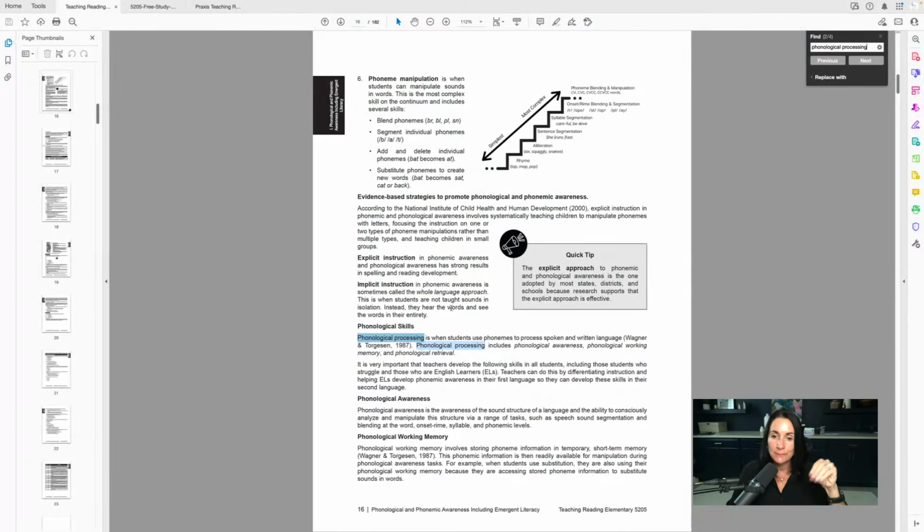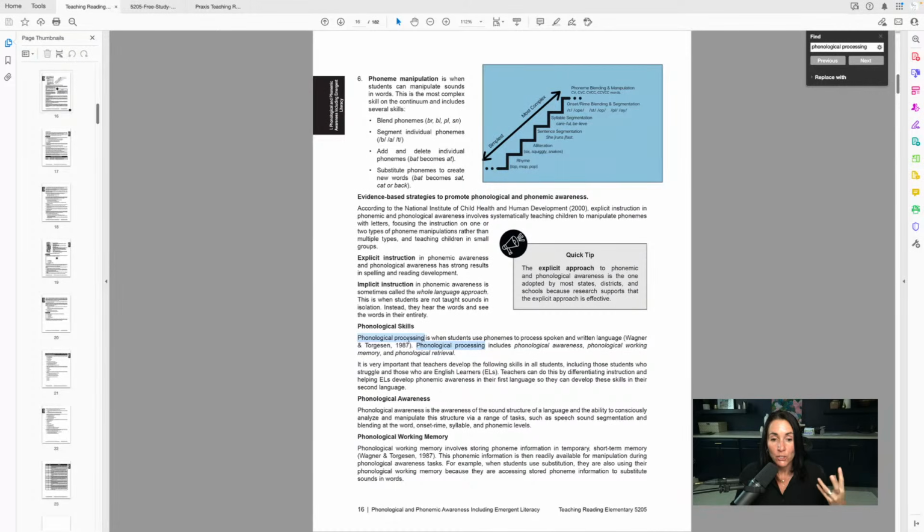And that's when students use phonemes to process spoken and written language. It's basically just using your phonological skills, phonological awareness skills. You're putting it all together. And so when we are doing things like blending and manipulating sounds in words, when we are using alliteration, when we are talking about this little diagram here that I went through at the beginning, that's all phonological processing. It's the process the brain goes through to go through phonological awareness.